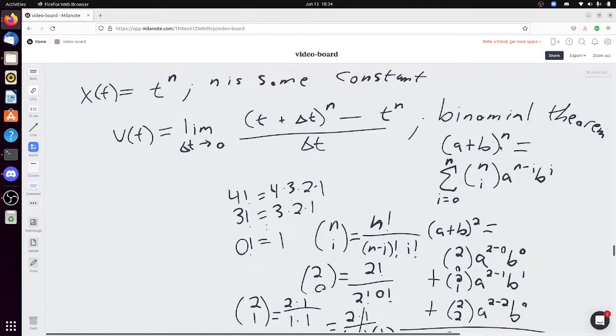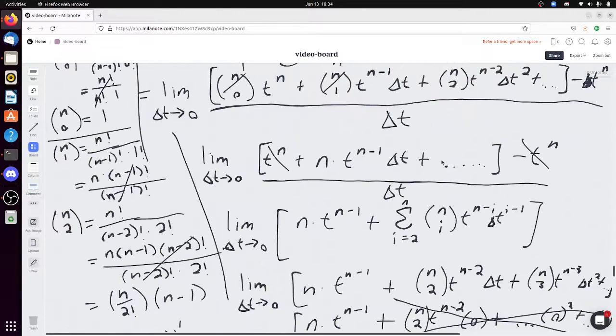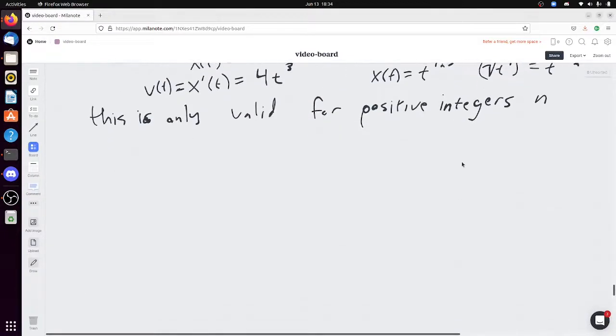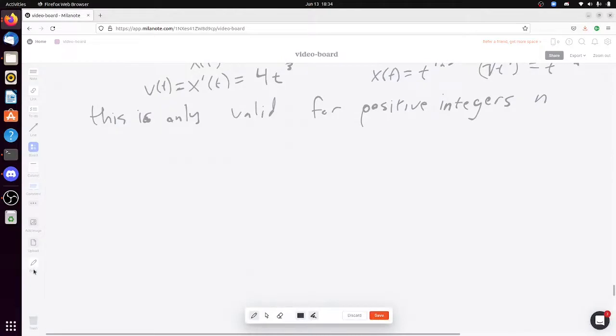If you have fractional numbers or negative integers or negative fractions, then this does not apply. So you actually need a smarter way to apply that, and I just want to give a small taste of that here. There is actually one known proof that proves the power rule for all numbers n, and it's basically using the concept of logarithmic differentiation.